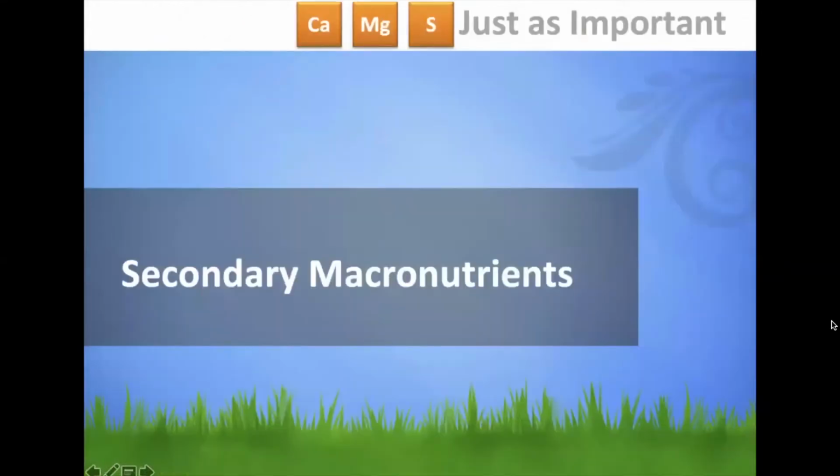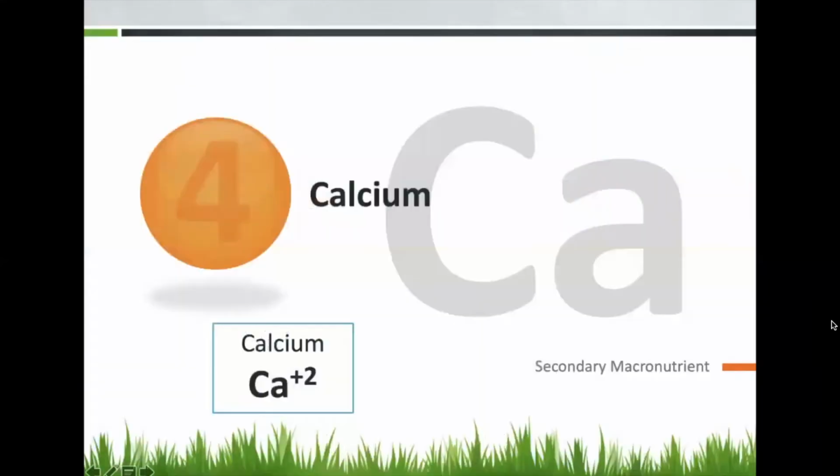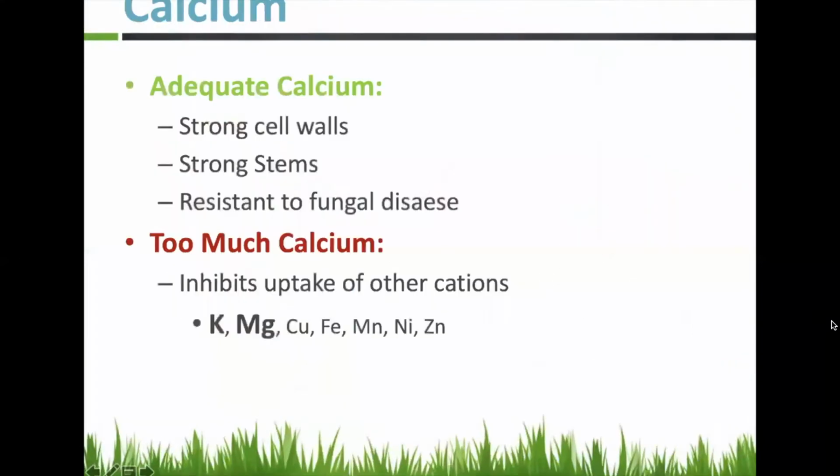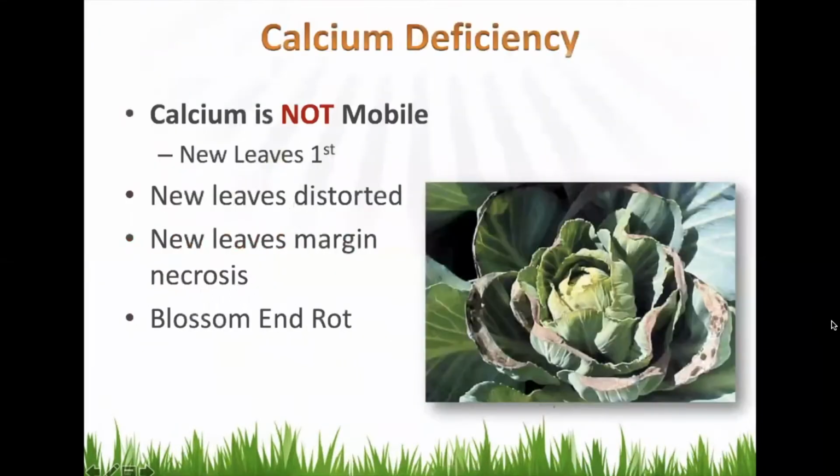So now we want to get into the secondary macronutrients, which are calcium, magnesium, and sulfur. First, calcium. With adequate calcium, there are strong cell walls, strong stems, and it's resistant to fungal diseases. Now, with too much calcium, this inhibits uptake of other cations again, primarily potassium and magnesium. Now, something to know with calcium is that it is not mobile, so it's not going to take out the whole plant because it's not mobile like the other macronutrients that we went over.